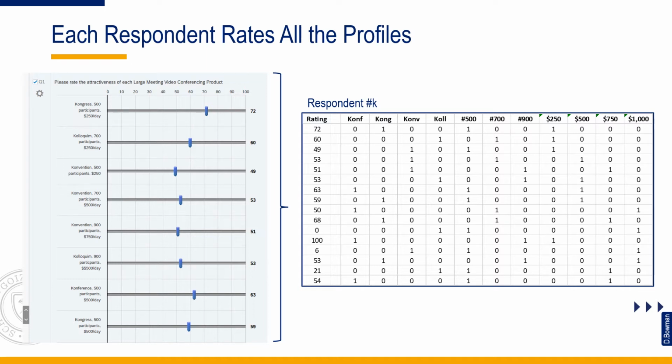To the left is what a respondent sees if you use Qualtrics to collect the data. The respondent rates each product. The right panel shows the data in Excel. Column 1 is the rating data from Qualtrics. The first product was rated 72. Going across the row, the remaining columns are dummy variables that get turned on for each attribute level that was part of the product. For the first row, we see there are 1s for the brand name Congress, the capacity for 500 people, and the cost of $250 per day.